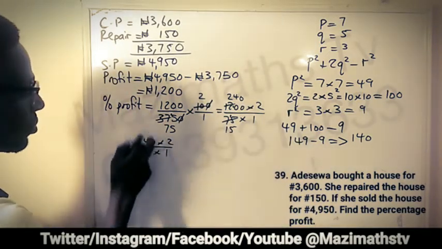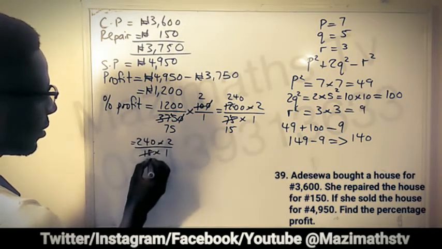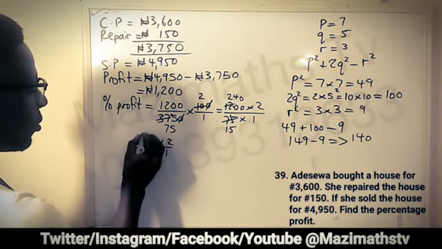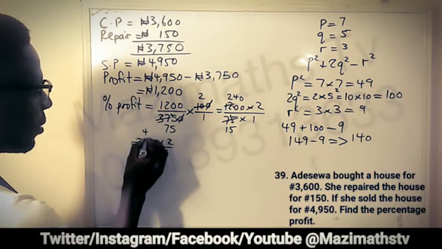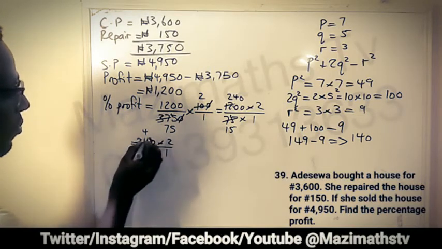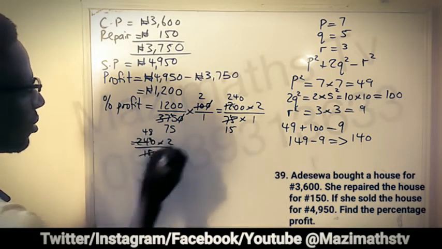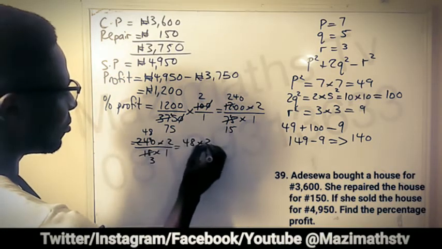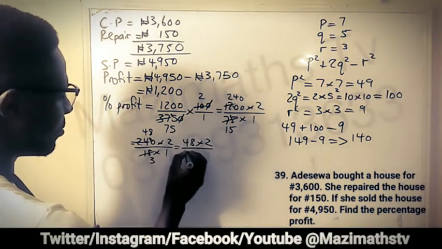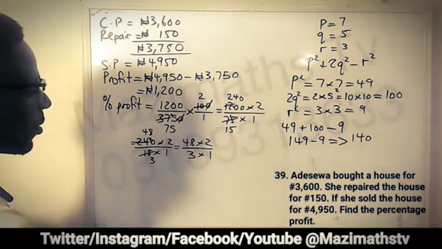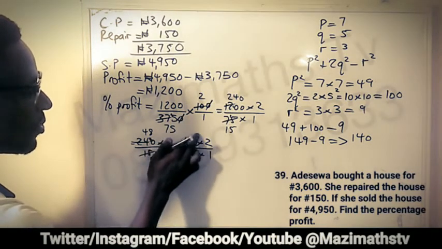5 can still divide these two. Okay? 5 here, 3, 5 in 24, 4, I put that 4 here, that gives me 40. 5 in 40, 8. So now we have 48 times 2 over 3 times 1. I hope you are following the way I'm dividing. Okay? So now this 3 can divide 48.